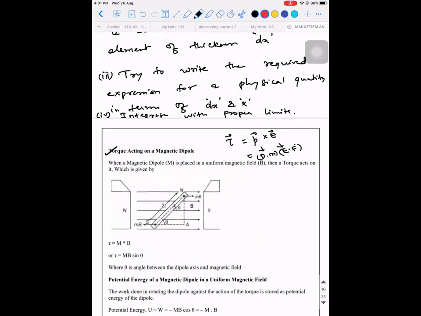In a similar way, what do you think will be the expression that we will be deriving here? It will be the magnetic dipole moment M vector cross B vector. As simple as that. So how to derive that? Tell me.